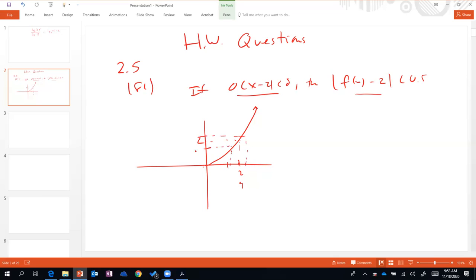Since I don't have the actual f(x), I don't know how I can solve it. I just know because I only have the graph. I don't have the actual function. 1.5 and 2.5 are our values to work with here.